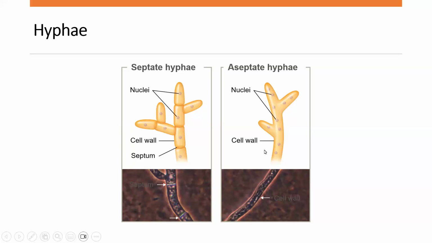And then we have aseptate hyphae. In the aseptate hyphae, you have multiple nuclei in one space, right? So there are a bunch of different nuclei, and they're not separated into different cells. The cell wall is just on the outside. We're not seeing anything separating these subsections. And you can see that down here, there are no septa.